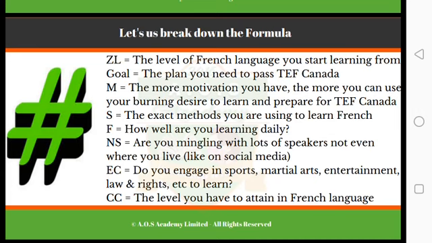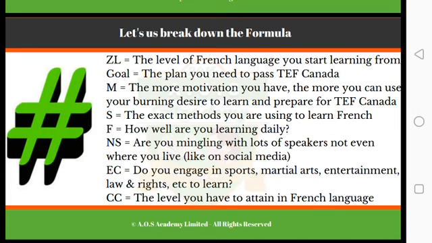The M is the motivation you have, the more you can use your burning desire to learn and prepare for TEF Canada. The S is the exact methods you are using to learn French. The F is how well you are learning daily.